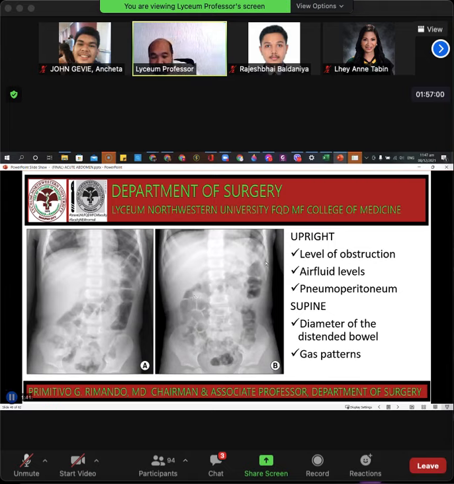What do we see with the upright film? Like here. Your patient is sitting down or standing up, that's why it's called upright. What do we look for in the upright film? We look for the level of obstruction: what is the most distal bowel that is distended? If you look at this and follow it, you see here, this is the most distal bowel that is obstructed. So you can surmise that the level of obstruction is at the descending colon. It's either the descending colon or the early part of the sigmoid. That is your level of obstruction.